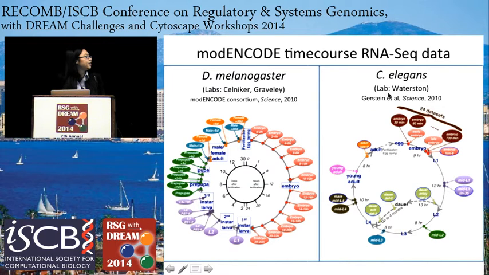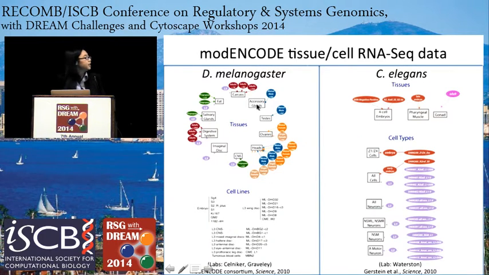In worm, the data are generated by Dr. Bob Waterston's lab in Washington, and they also generated a large number of data sets for the embryonic stages, so every 30 minutes. And in total, there are 38 stages with RNA-Seq data. So this gives us a great opportunity to study our question.